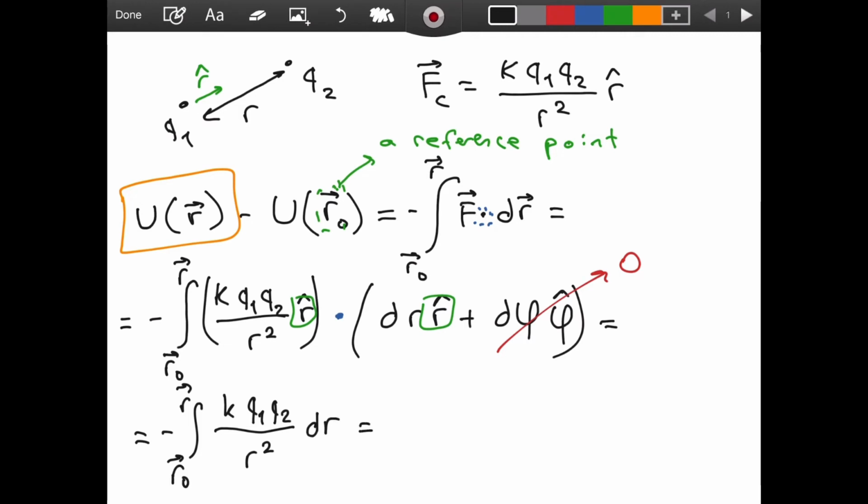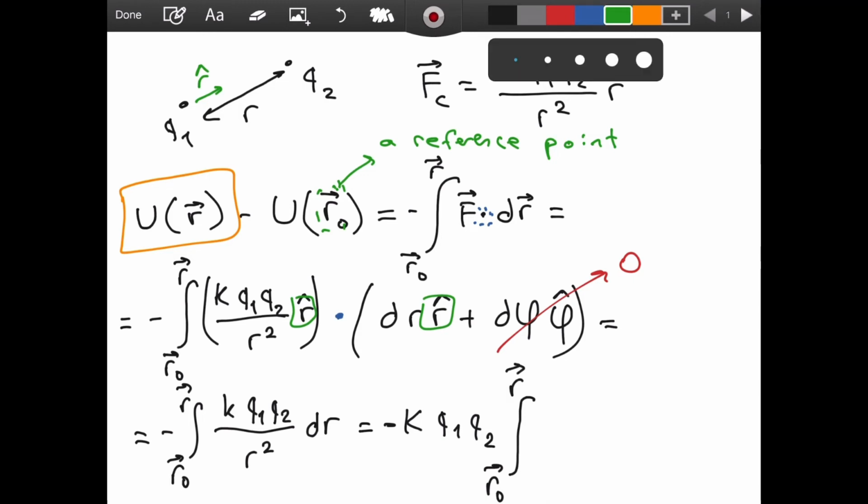Here we can take constants out of the integral sign. What are constants? Well, of course, Coulomb's constant k is a constant. We take k out and let's have negative k. Also q1 and q2 are other constants. We also take them out: q1, q2, and then we have an integral sign again, from r naught to r.